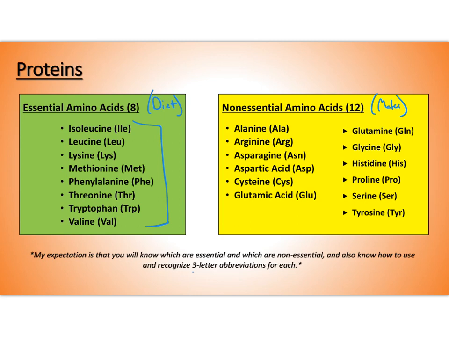Secondly, I would expect that you could recognize the 3-letter abbreviation for each of these. Notice for the most part, they are just the first 3 letters, but that doesn't always work. For instance, isoleucine isn't just iso, it's ILE. And tryptophan isn't tri, it's TRP. And then you have some other ones where a couple different ones start with ASP. So ASP is aspartic acid while ASN is asparagine. So just a couple things to study here: which ones are essential, which ones are non-essential, and how do we abbreviate each of these amino acid names?